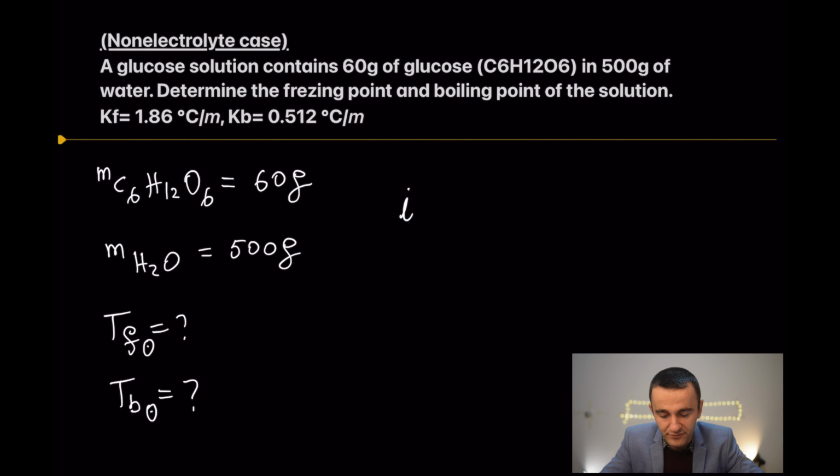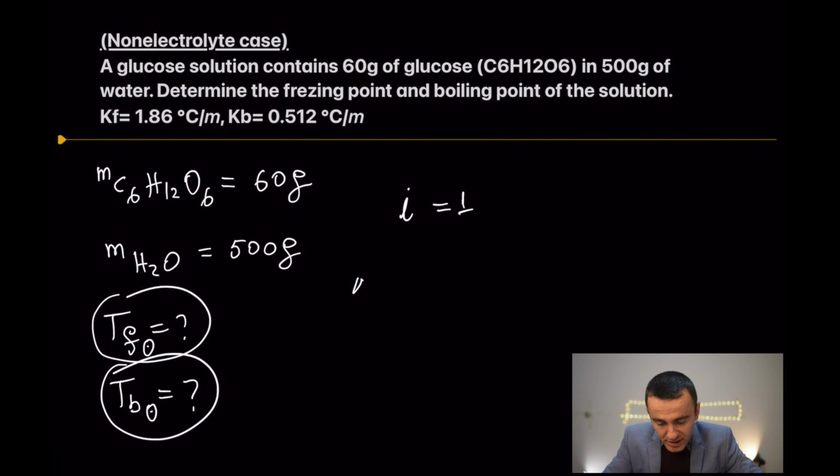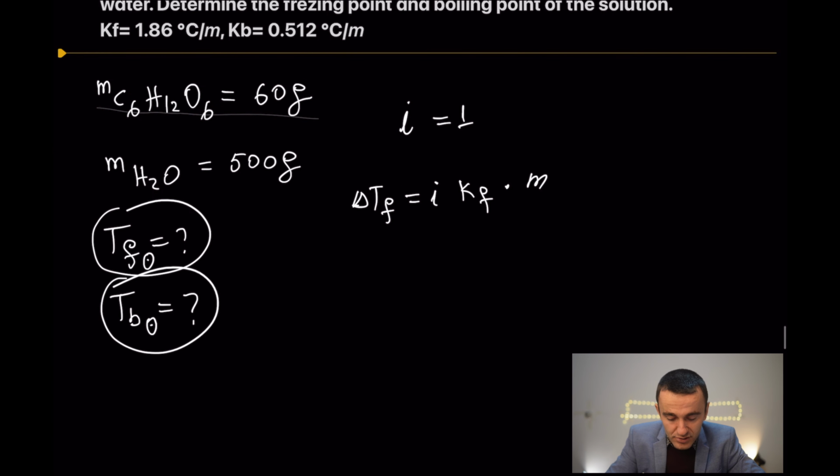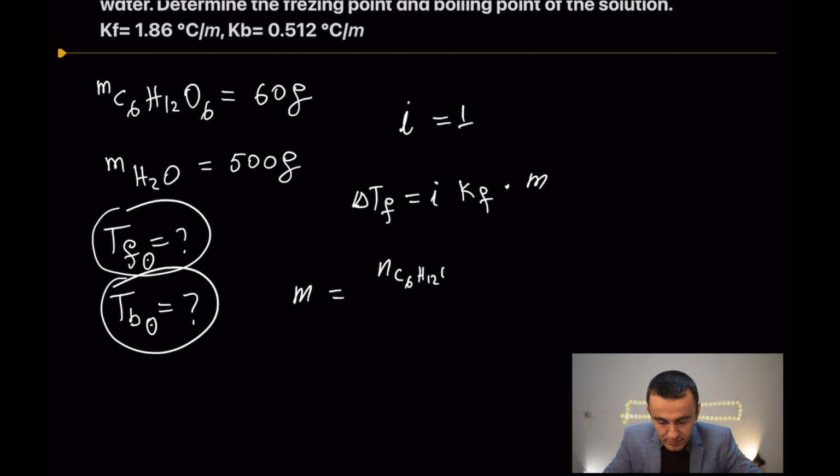So what are we going to find first? First we are going to find the Van't Hoff factor. That is i, which for a non-electrolyte like glucose is going to be equal to 1. We know the change in the freezing point is going to be equal to i multiplied by Kf multiplied by the molality in italic. Do we have the molality here? No, we do not have it. So we are going to calculate the molality first. The molality of this solution is equal to the number of moles of the solute, in this case the sugar, divided by the mass in kilograms of the solvent, in this case the water.